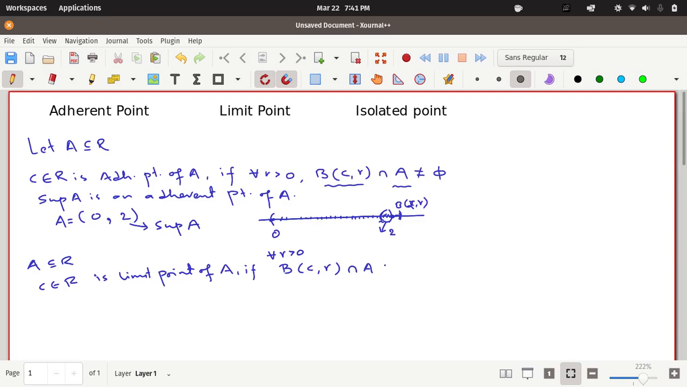So in the case of an adherent point, this shouldn't be an empty set. Here also this shouldn't be an empty set, but here we have one extra condition: the intersection of these two sets must contain at least one element except C. So here is the big condition, except C.